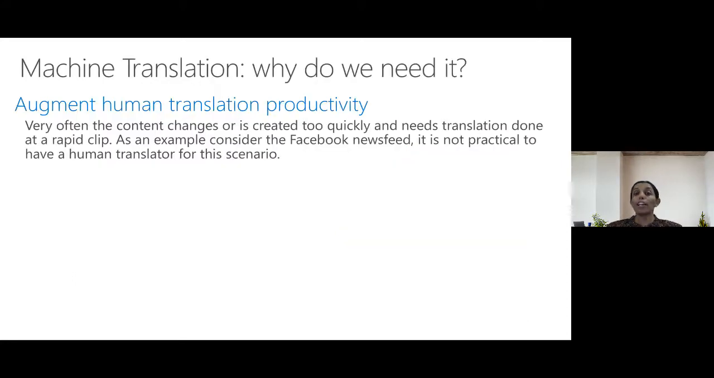Now, why do we need machine translation? I've shown you one use case, which is that I want to learn a new language, or I'm trying to read an email that comes into my mailbox, but there are obviously many more applications. Machine translation can be used to augment human translation productivity. So think of scenarios like the Facebook newsfeed or Twitter newsfeed. These are scenarios where very often the content changes or is created too quickly and needs translation done at a very rapid clip.